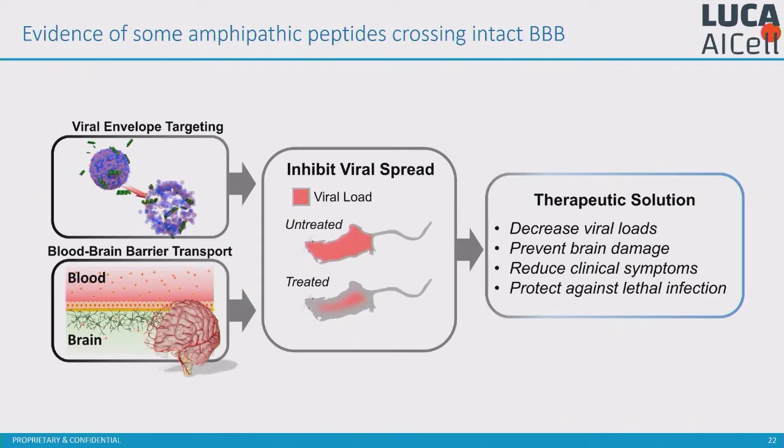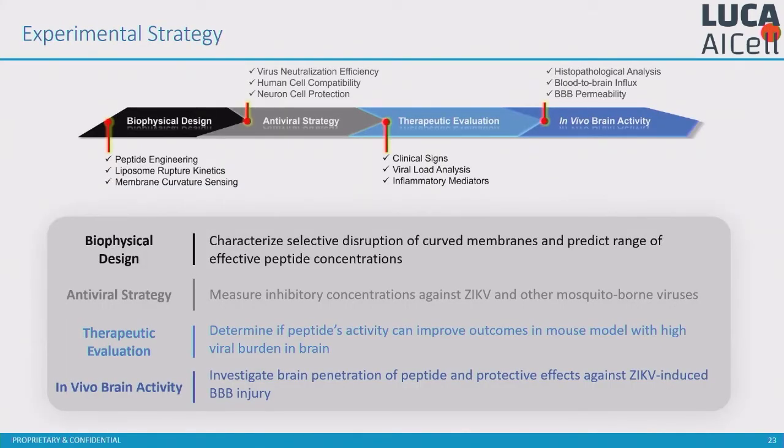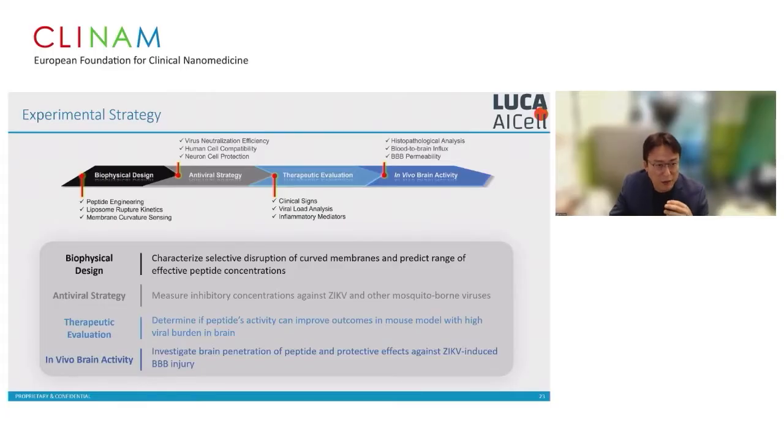So this is the whole design plan for the peptide. We start with a viral-envelope-targeting material that inhibits viral spreading, as a therapeutic solution. That's what we measure. Because of my background in engineering, medicine, and their interface, we start with the biophysical design, including peptide engineering, liposome rupturing, kinetic membrane curvature sensing, and peptide design. Then, for the antiviral strategy, we check neutralization efficacy, neuron cell protection, and human cell compatibility. Therapeutic evaluation covers clinical findings, viral load analysis, and the animal study, which is what we did.